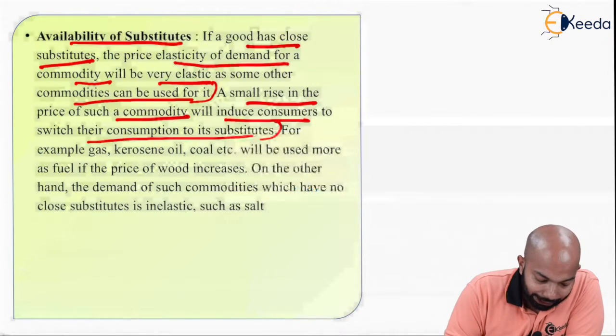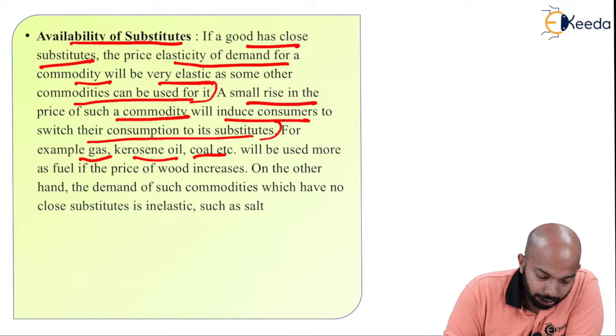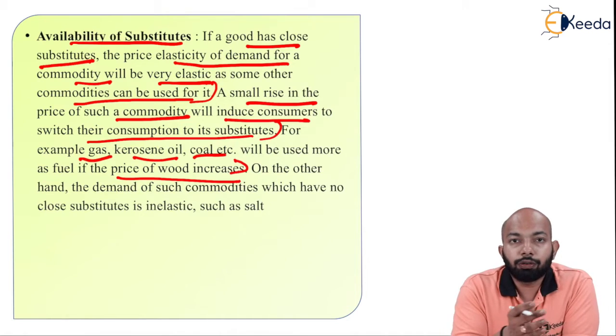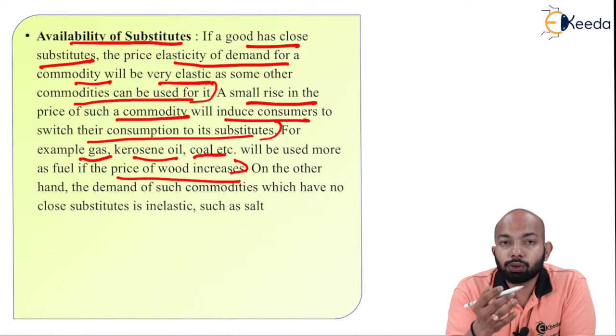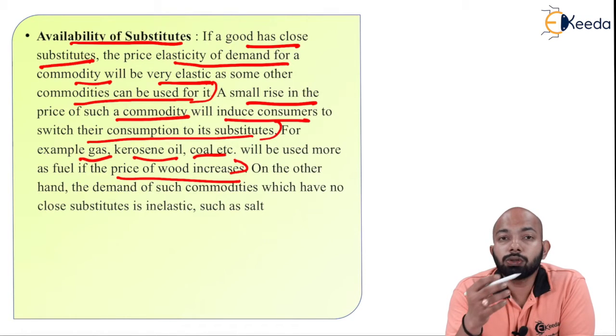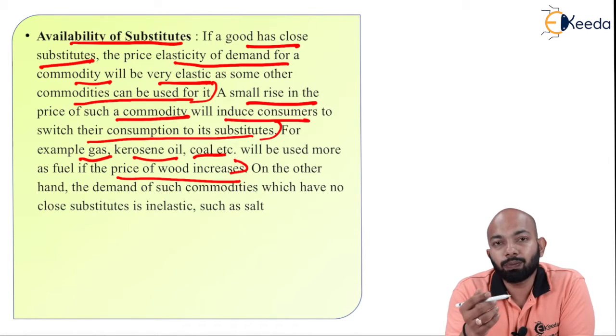For example, gas, kerosene oil, coal, etc. will be used more as fuel if the price of wood increases. So there are certain things that we use, what we call the chulha, where we use wood as fuel.